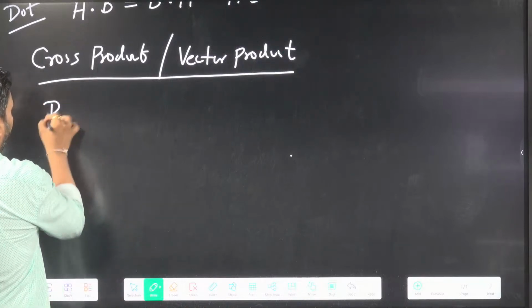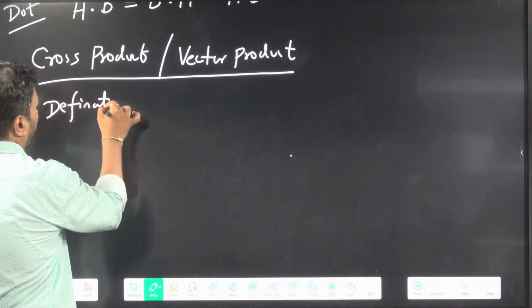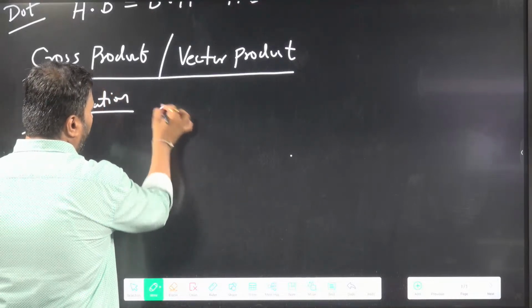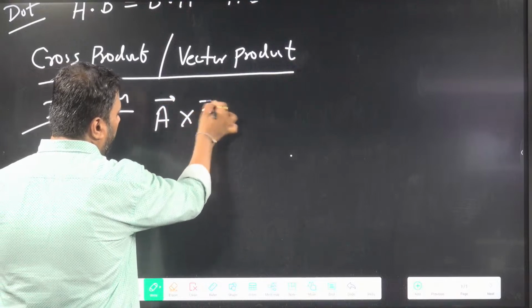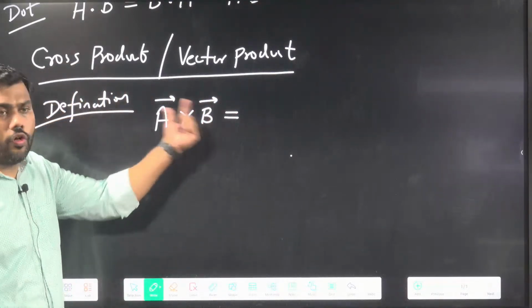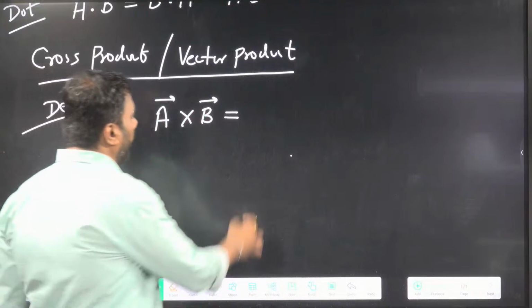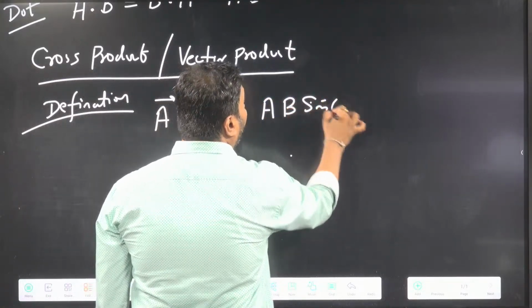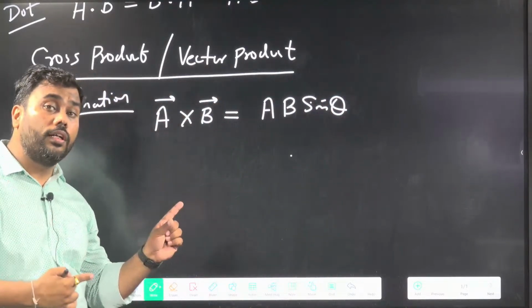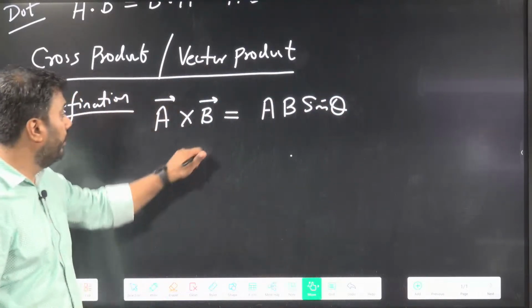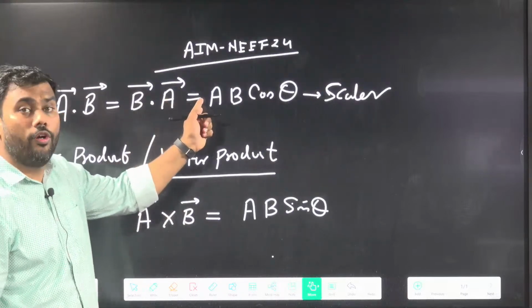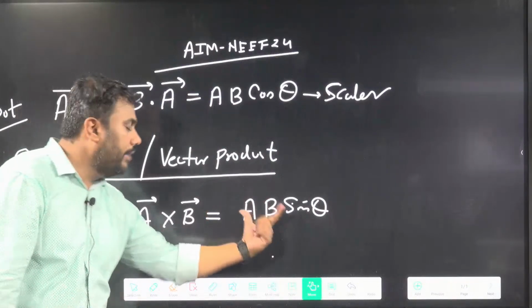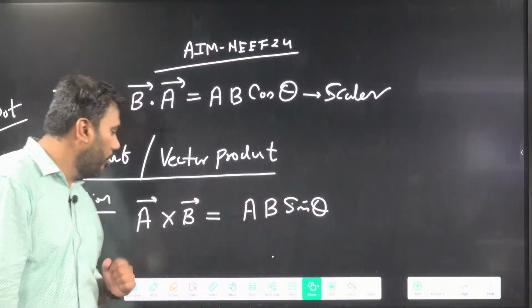First we will learn the definition of cross product. When you take cross product of two vectors, you get magnitude of A, magnitude of B into sine of the angle between them. In dot product, A dot B or B dot A is AB cos theta. In cross product, we are getting AB sin theta. This is the magnitude of A cross B.